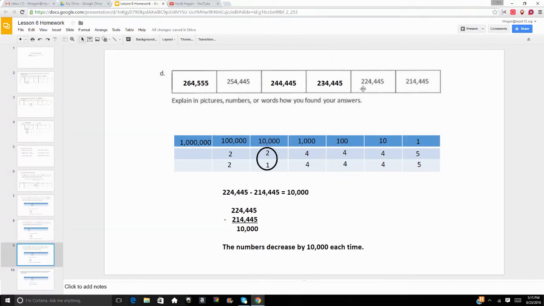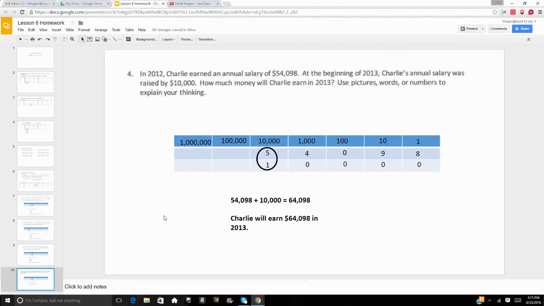And this is a little tricky because the numbers are getting smaller, but they're going to get larger going in the opposite direction to fill in the boxes. But moving from left to right, the numbers are decreasing by 10,000. So you can see how the place value chart helps a great deal.